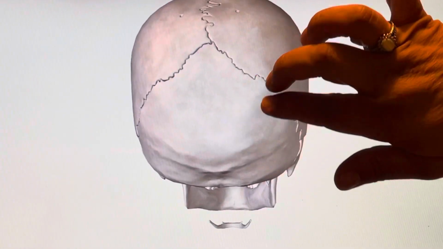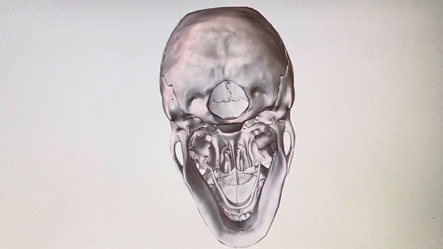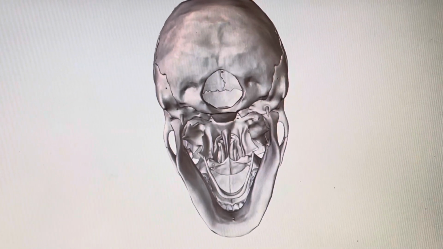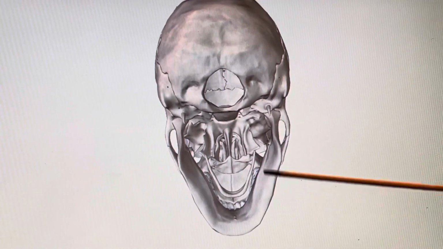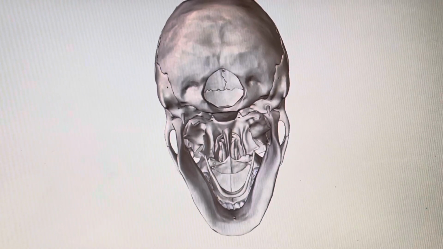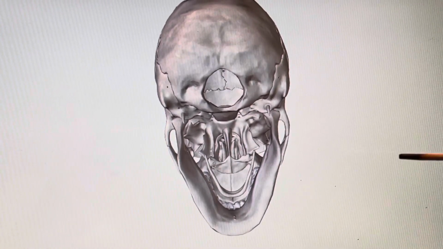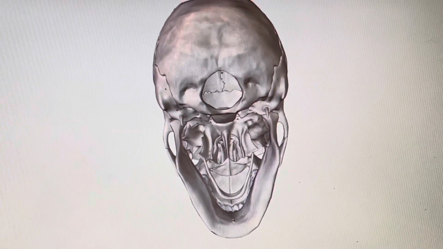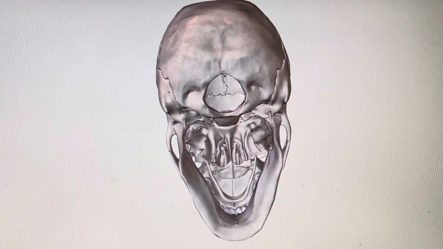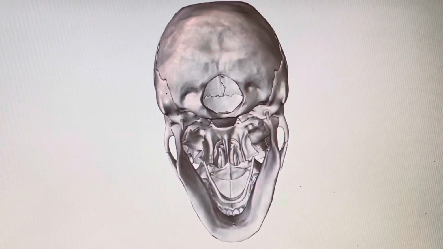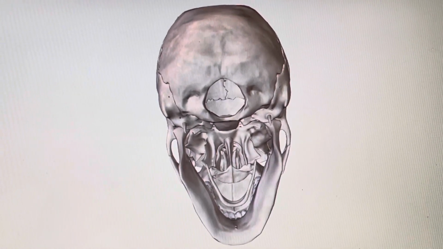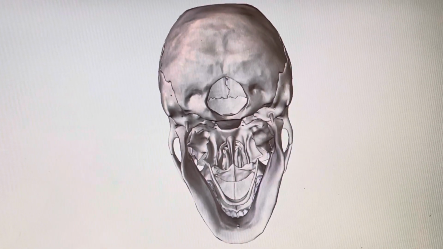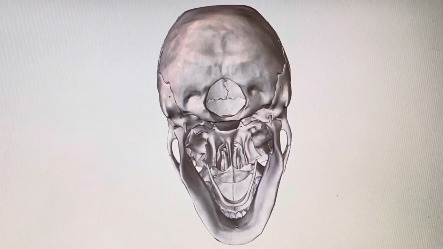If we flip this here, we can easily see the palatine bone. This is a horizontal plate which is behind the maxilla bone of the upper jaw. These are two paired bones joined together down the midline of the upper mouth at the median palatine suture.